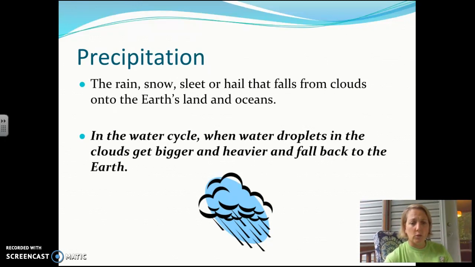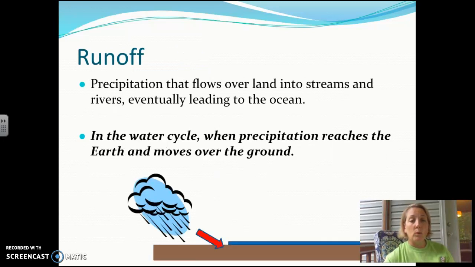Precipitation, you know, is rain, snow, sleet, hail, anything falling from the clouds. When water droplets in the clouds get bigger and heavier, they fall back to the earth. So as these water droplets start to get cool and build, the heavier they get, gravity will take over and pull them back down to the earth. Once they reach the surface of the earth, there's a process called runoff. It's precipitation that flows over land into streams and rivers, eventually leading back to the ocean.